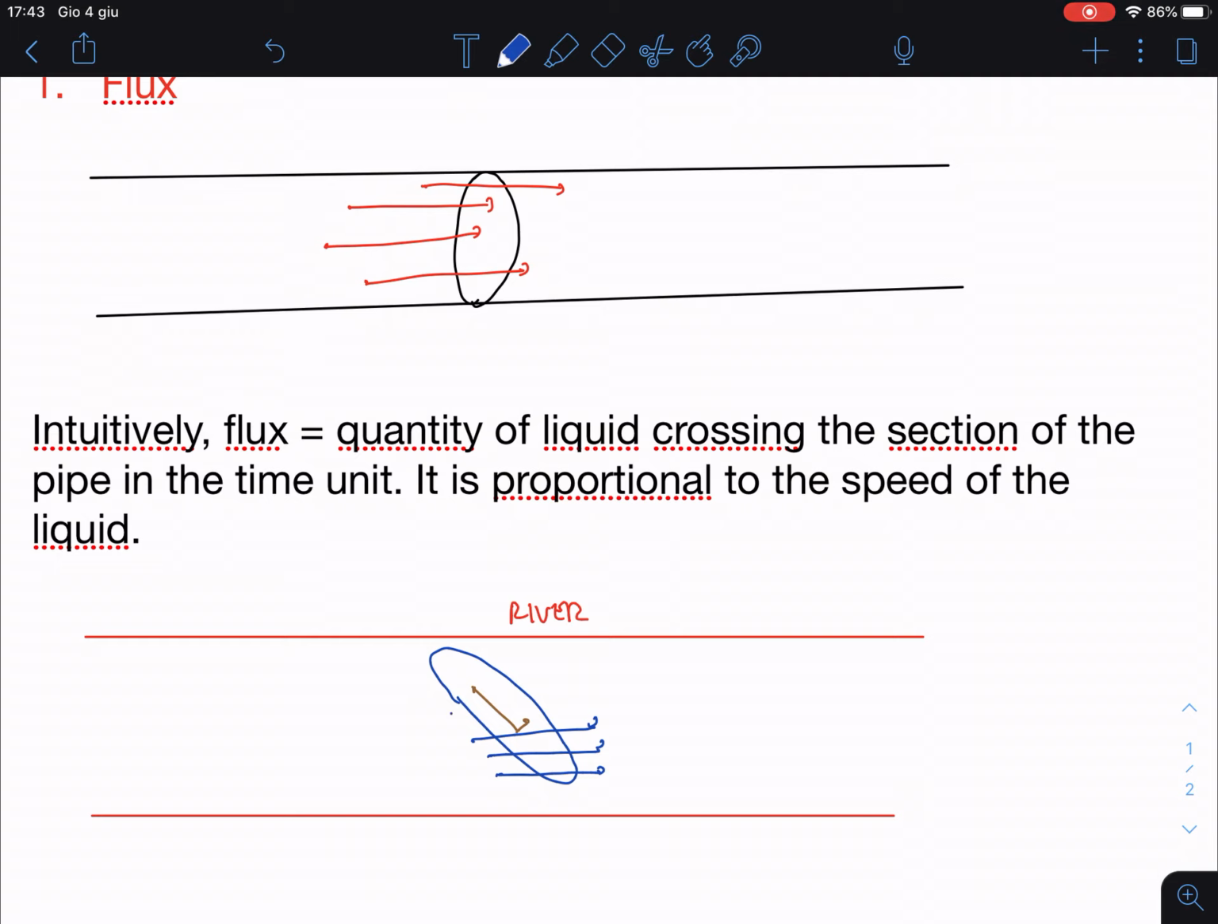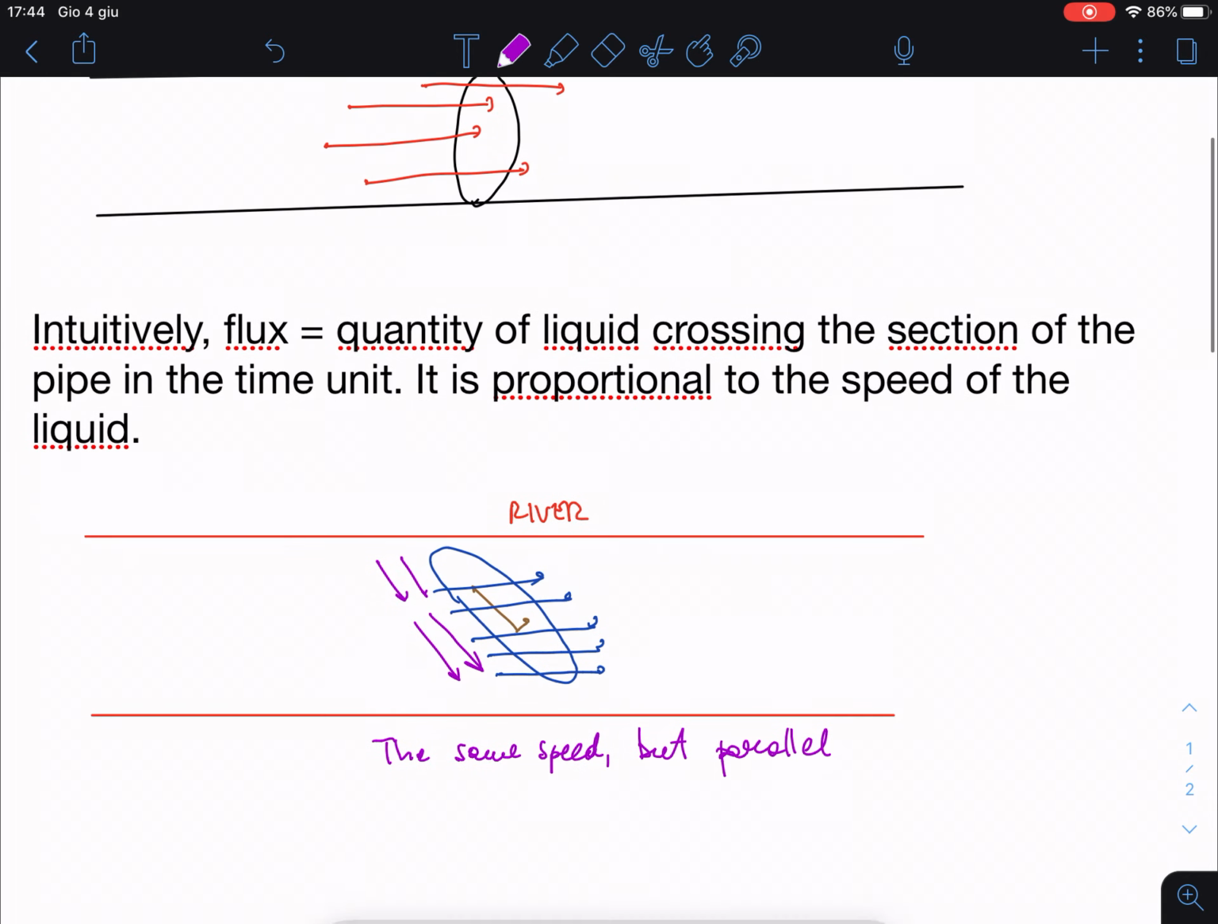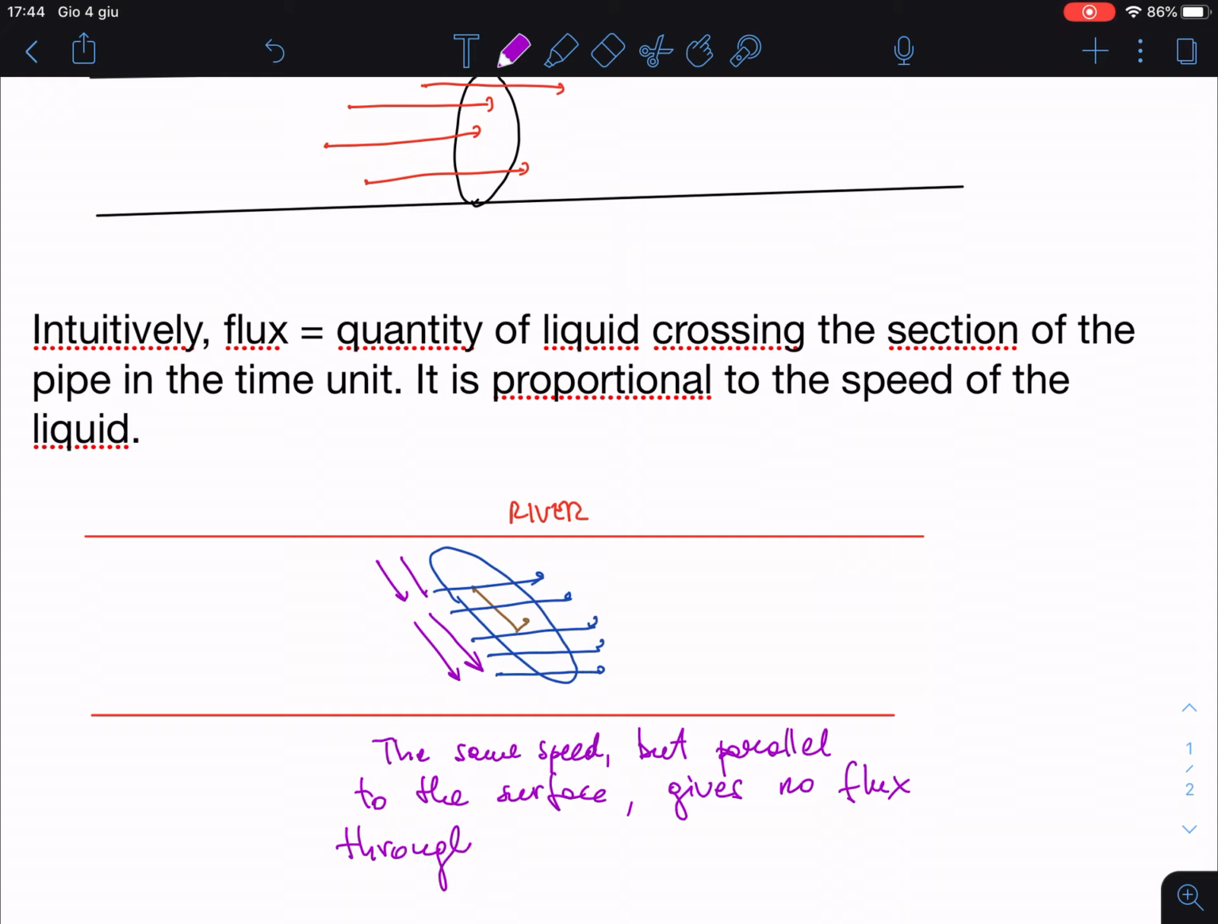Of course, it depends on the speed, but not on all the speed, because if the speed is the same, but parallel to the surface, then you have no flux around the surface. So, the same speed, but parallel to the surface, gives no flux through the surface. Okay, this is extremely important.